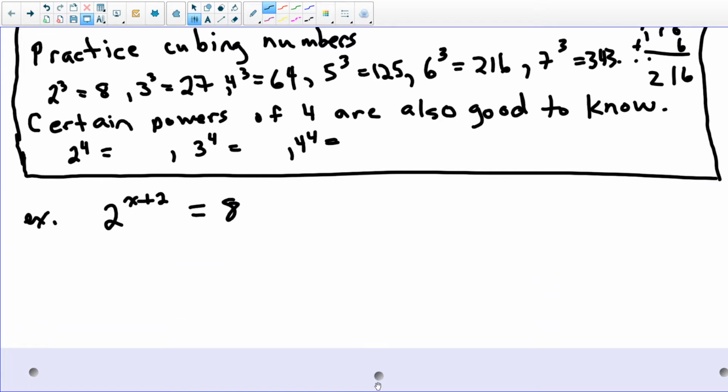Okay, so going to a slightly more complicated example now. 2 to the x plus 2 equals 8. The whole idea is we want to have a common base on both sides.